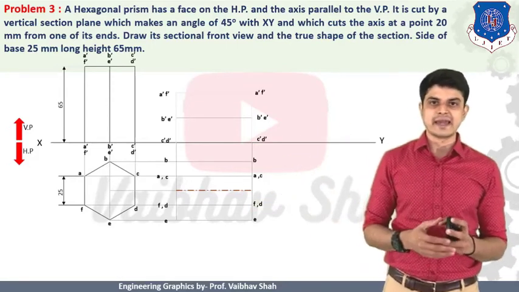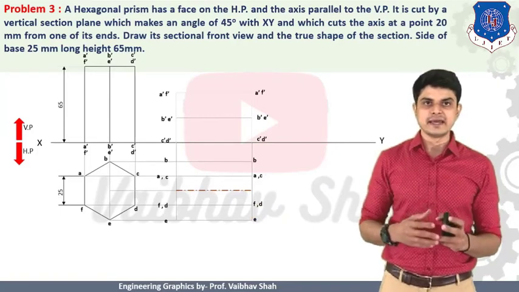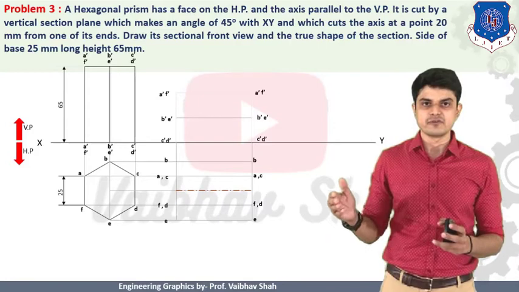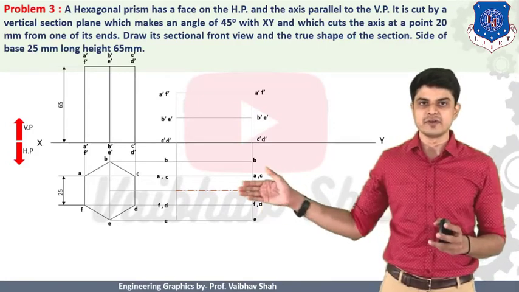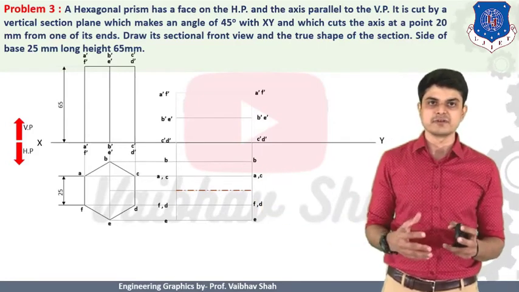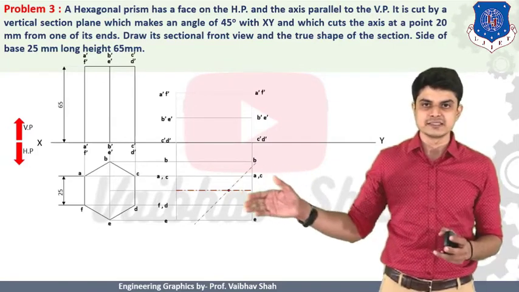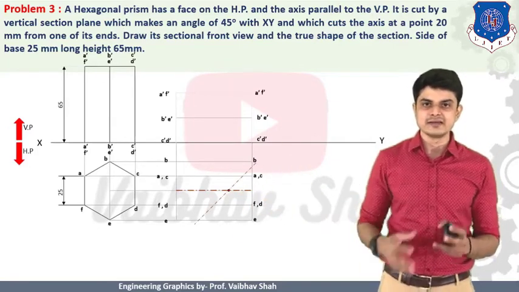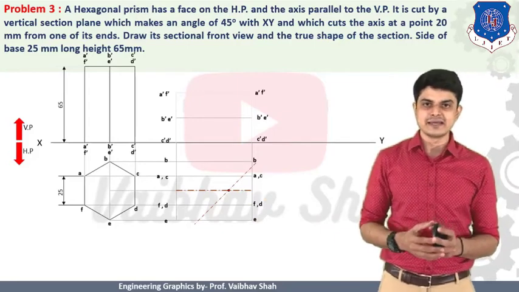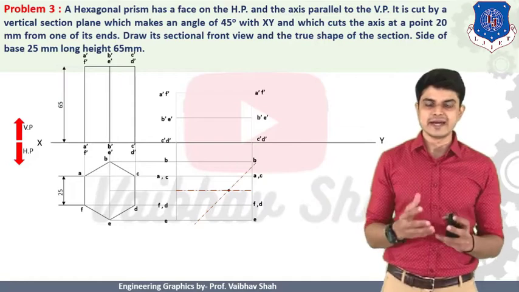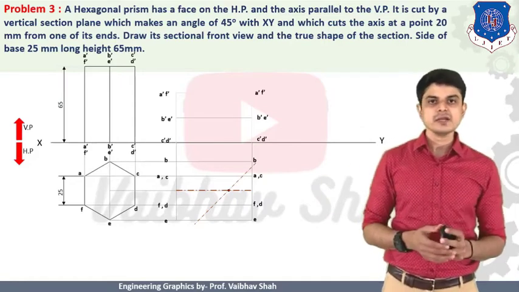So let us make an angle at 45 degrees, and here it is passing 20 mm away from one of the bases. We should take a point 20 mm away. So let us first define one point, which is nothing but your point, which is 20 mm away from your base. And now you should draw a line which is passing through that point, and which should be at 45 degrees with your XY line. Right? So this is nothing but our cutting line.